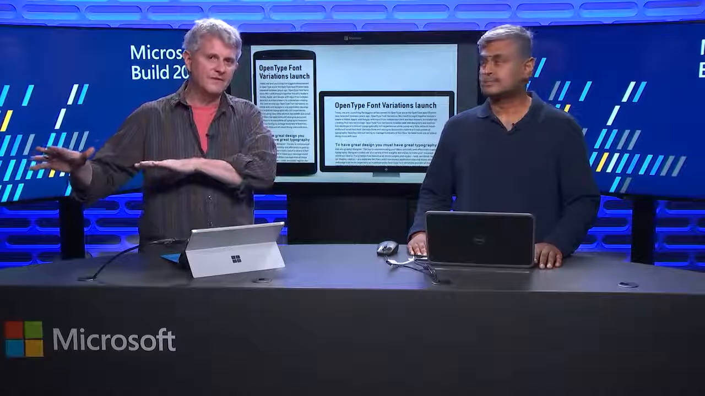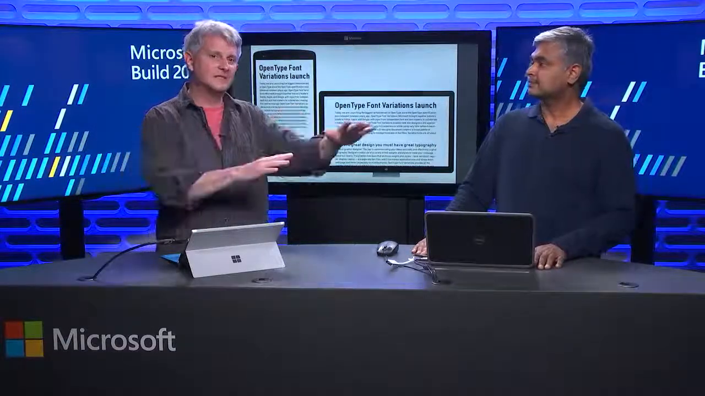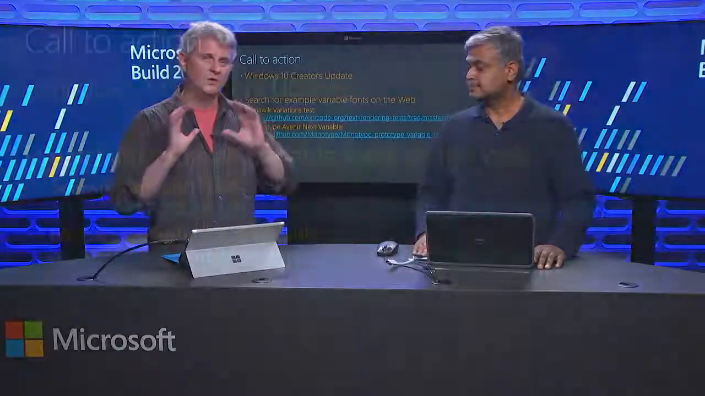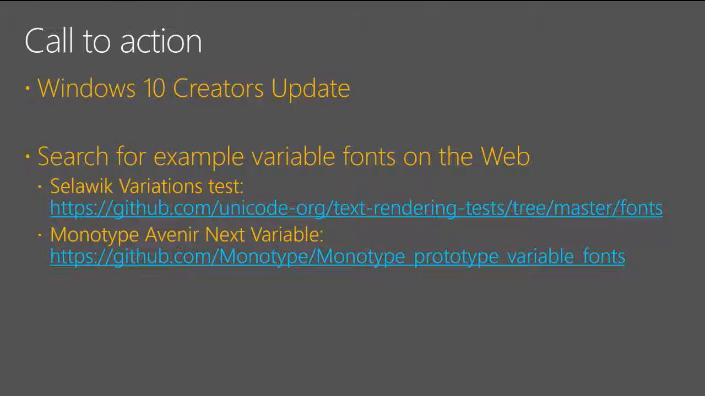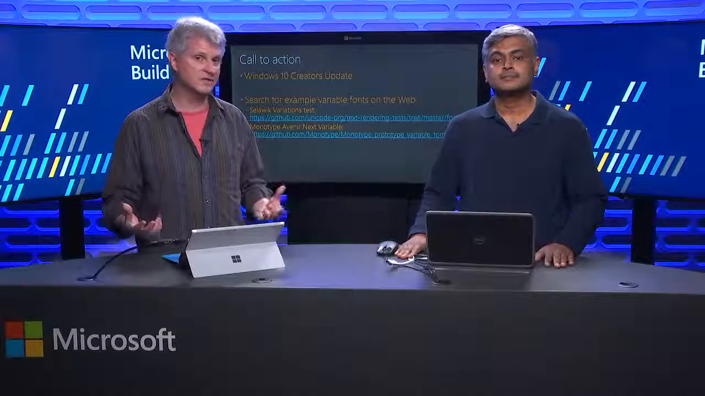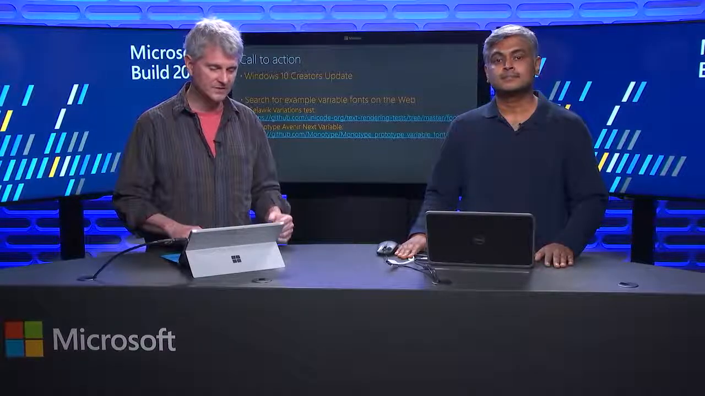So that's stuff in the Windows 10 Creators Update and stuff that's coming in our next update. So what can people do now? You can get the Windows 10 Creators Update and you can start trying things out. We mentioned there's not a lot of fonts out there yet, and we haven't added any variable fonts into Windows itself yet. But the fonts that we've used in our demonstrations here are both available on GitHub. You can get those. If you search, you can probably find some other demonstration variable fonts that font vendors are starting to produce. So give that a try in the Creators Update.